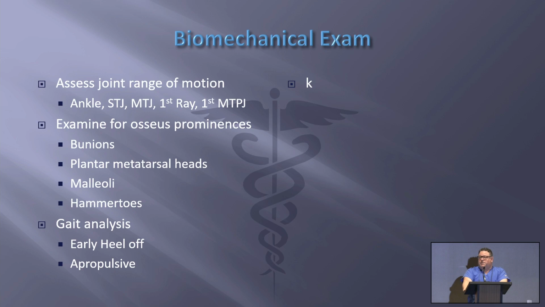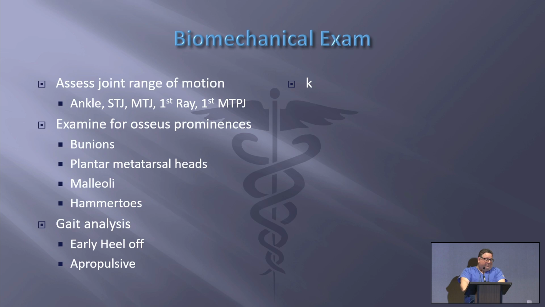Examine for osseous prominences. Just sort of look around. Is there a bony prominence somewhere? Is it a bunion? Is there a hammer toe? Is the base of the fifth metatarsal prominent? Is there a bone spur somewhere? Is it the bottom of the heel? And the malleoli of the ankles, which are a very common spot for ulceration.